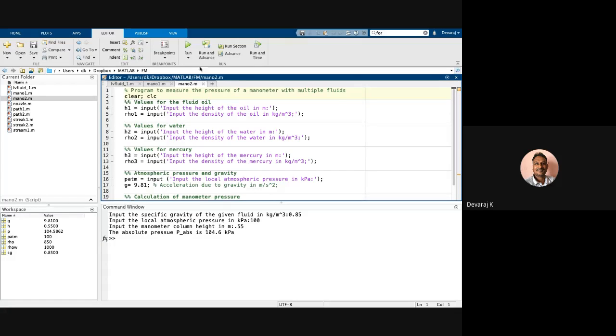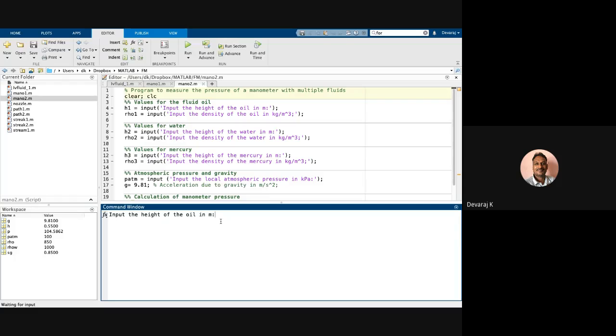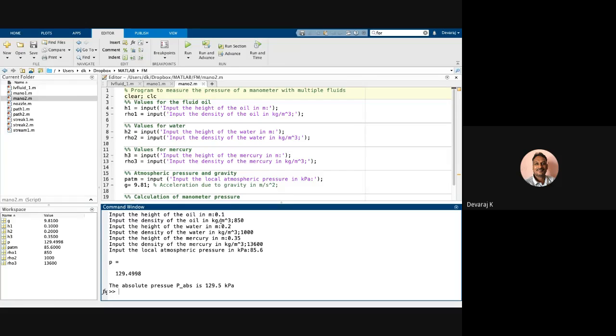Okay. So now if I try to run this code, it asks what is the height of the oil in H1, that is 0.1, and what is the density of the oil, maybe if I put it as 850, so it is 0.2, and maybe it is water 1000, and it is 0.35, and 13,600 is the mercury. I can give that. And what is the local atmospheric pressure? It is 85.6 kilopascals. We can see that the absolute pressure is, I did not put the comment in that, so I am getting the absolute pressure as around 125.9 kilopascals.